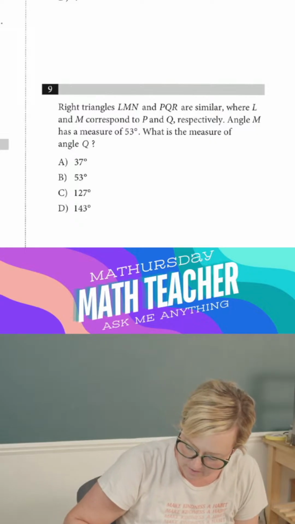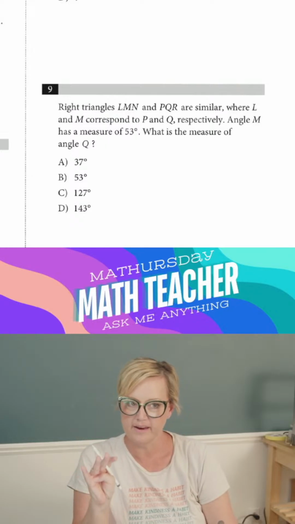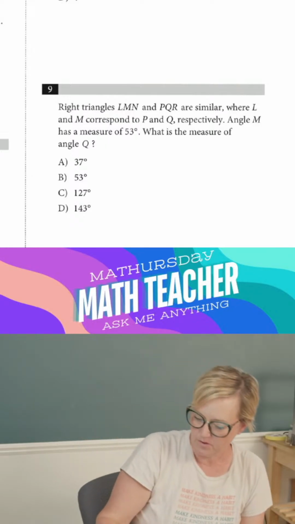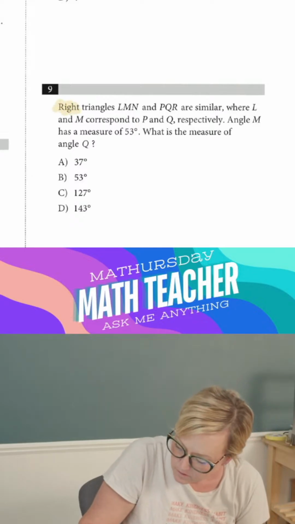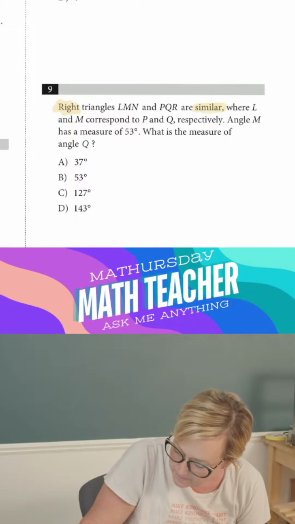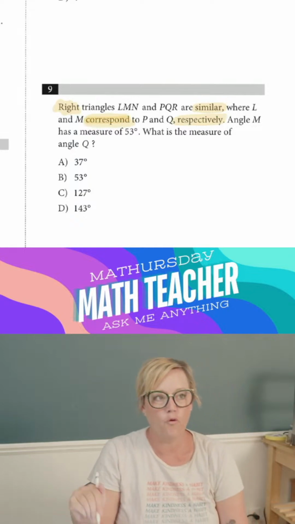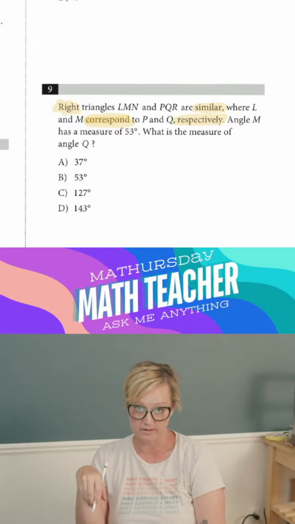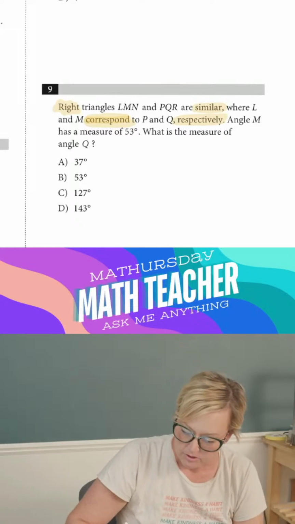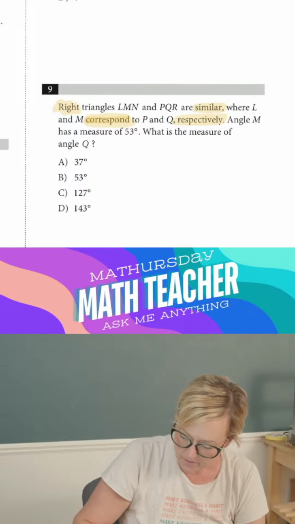All right, I'm going to go through, and there are 4 words in this problem that are really important. We've got right triangles, similar, correspond, and respectively. These 4 terms are really, really important. Let's go ahead and take a look at this.